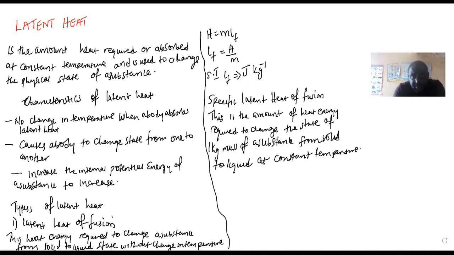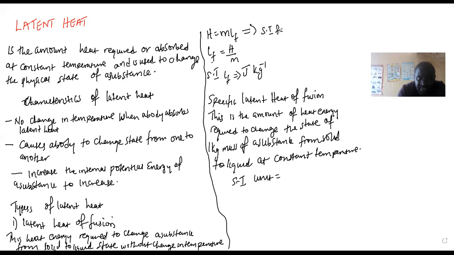At a constant temperature. Then it is from here that we can also talk about its SI units. Actually, this is the latent heat of fusion. This was just heat energy, which is latent heat.